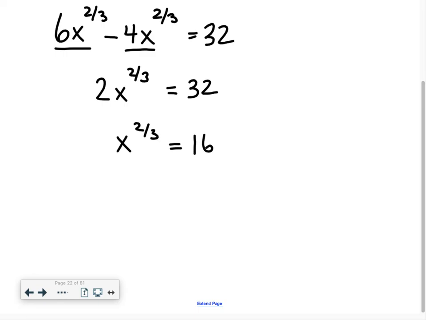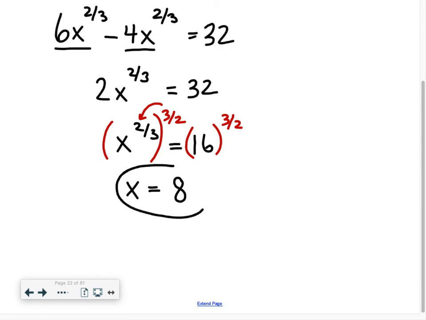So I'm going to raise both sides to the reciprocal of 2/3, which is 3/2. Because what is 2/3 times 3/2? It's 1. So now I just get x. I pick up my calculator and I type in 16 to the 2/3, and you should get 8. But please, again, make sure you can type those into your calculator. If that's an issue, we should figure that out for sure.